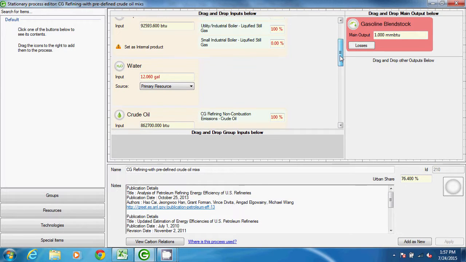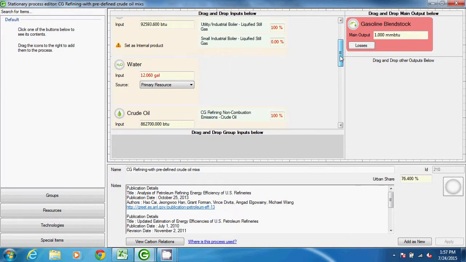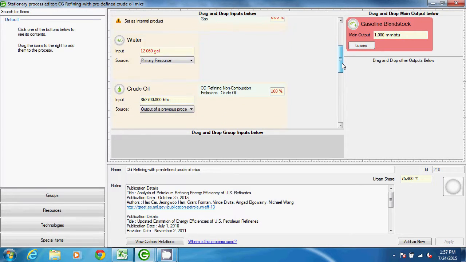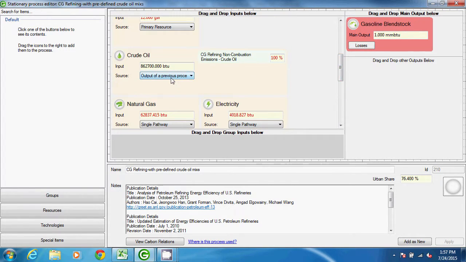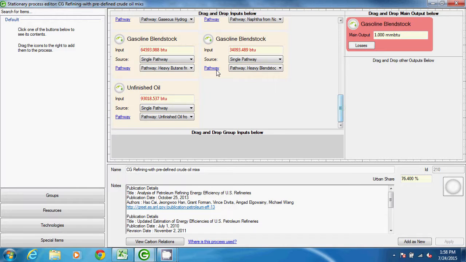The next input is water, which adds no emissions to the process total. The rest of the inputs are fairly common. We can see that the crude oil input is the output of a previous process, so that's our main input. I'll just point out the two gasoline blend stock inputs, which are distinguished by having two different pathway sources.